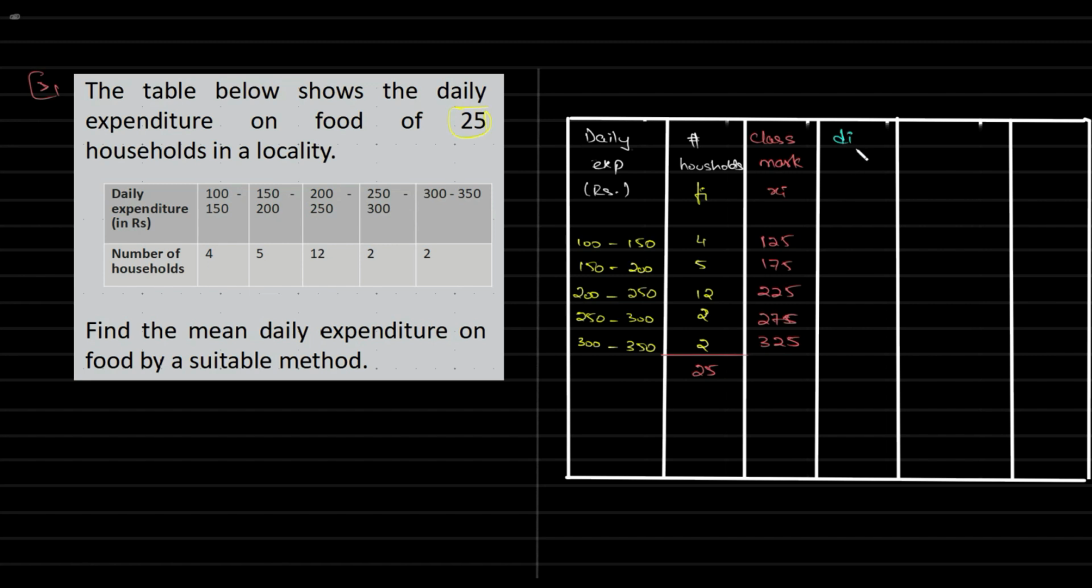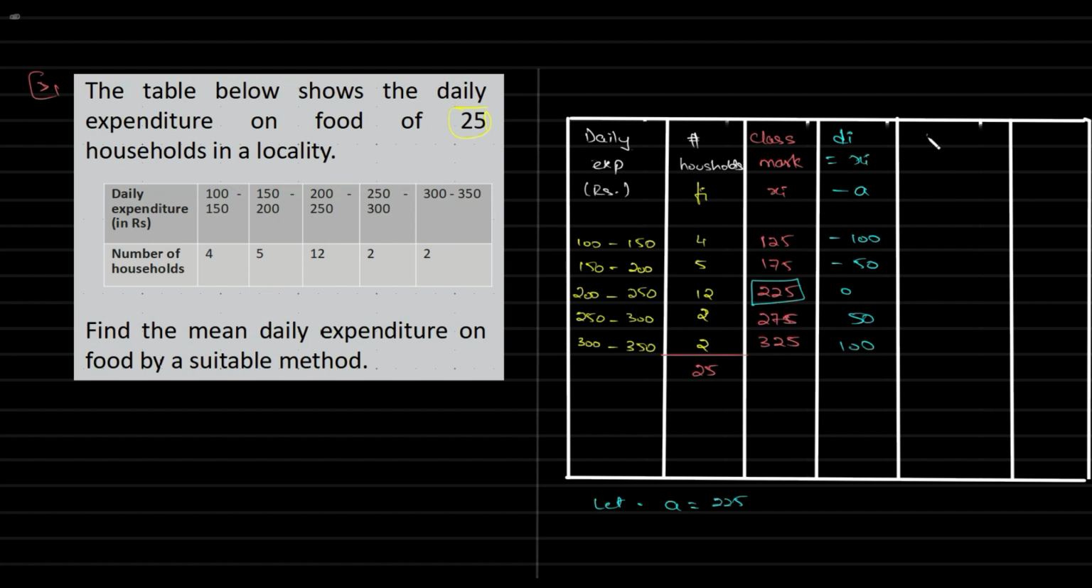Di and Ui. First, let's see Di, how it looks. So let A be equal to 225, the middle number. So we have this to be 0. All these are negative numbers: minus 100, minus 50, then 50 and 100. This too follows an AP with the difference being equal to your class size.